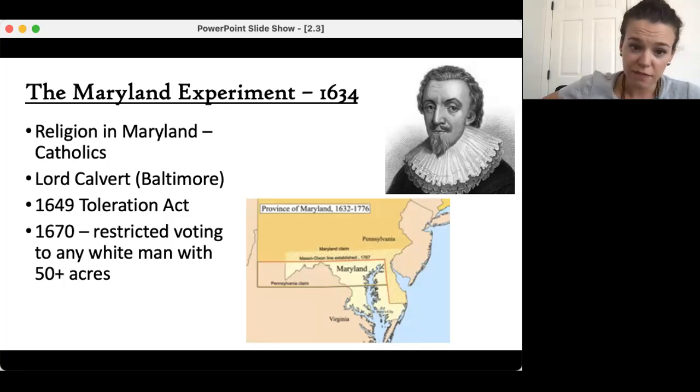So in 1649, he will pass the Toleration Act, which says anyone who believes in Jesus can come, right? Protestants are welcome, but so are Catholics. Jews are not. And by 1670, though, they are starting to restrict voting to any white man with more than 50 acres. 3 acres is giving us a little bit too much democracy.